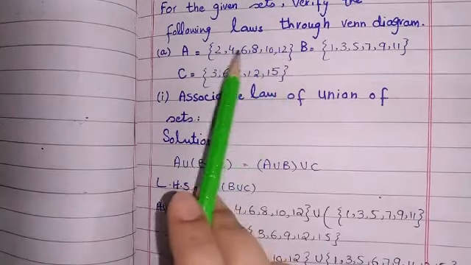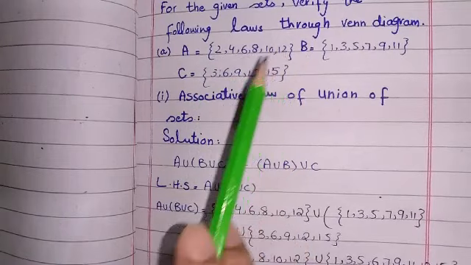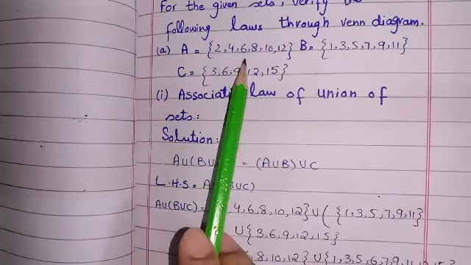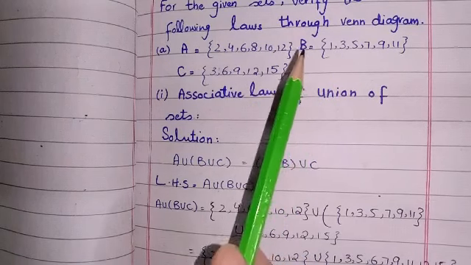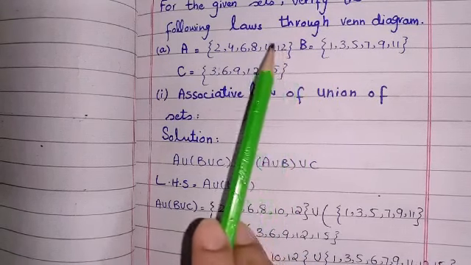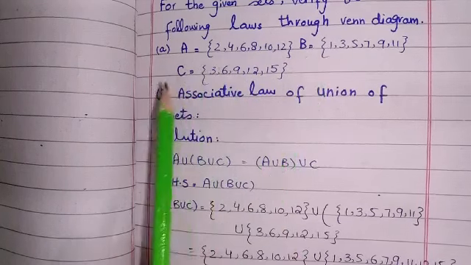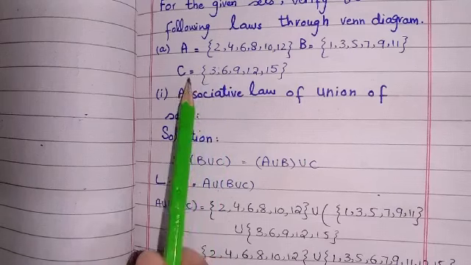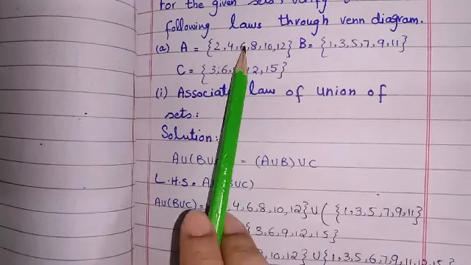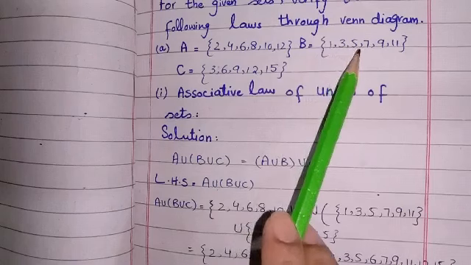As you can see, A and B are totally disjoint sets, because in set A we have even numbers and in set B we have odd numbers. We have no common elements in both sets, so A and B are disjoint sets. Next, C. As you can see, C has some elements which are common with A and some elements which are common with B.